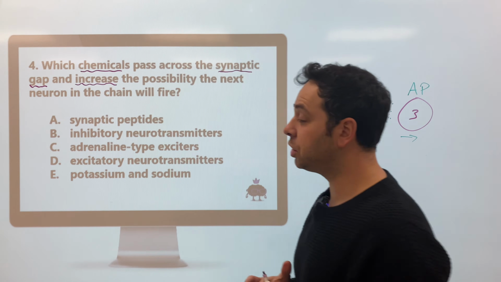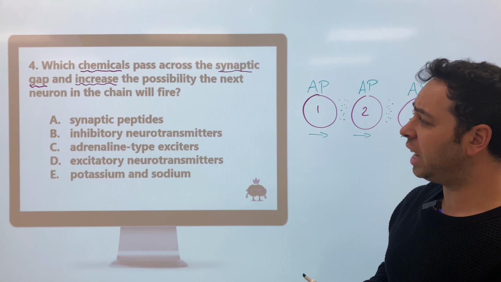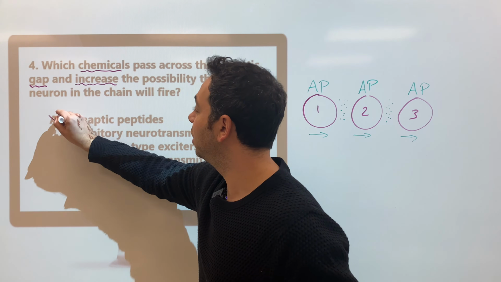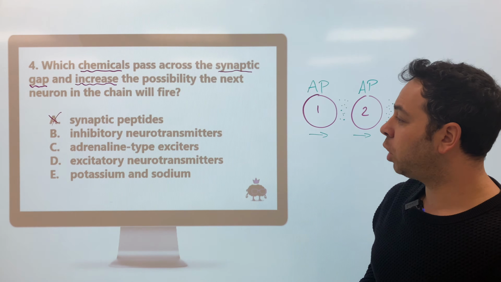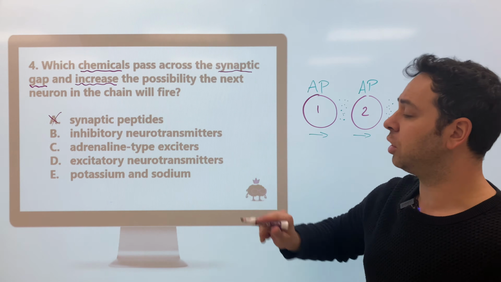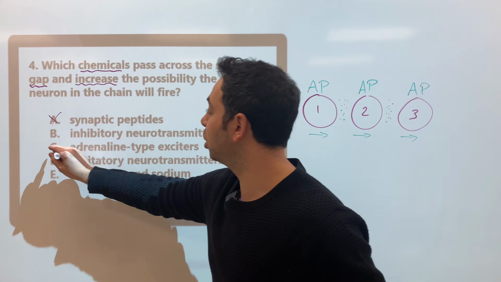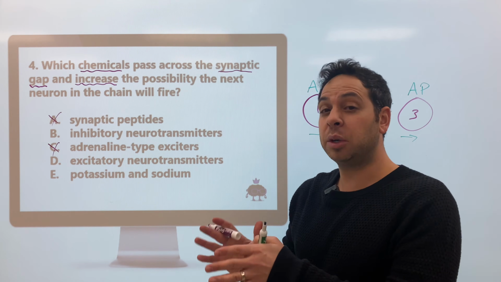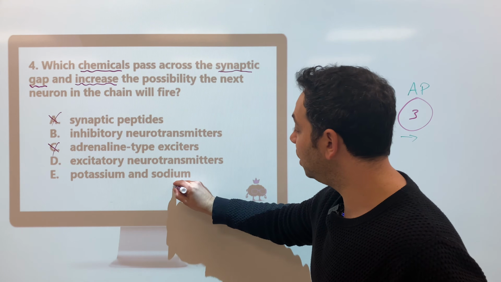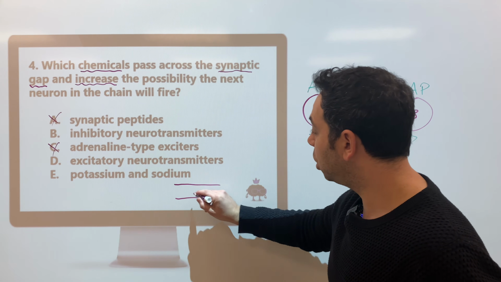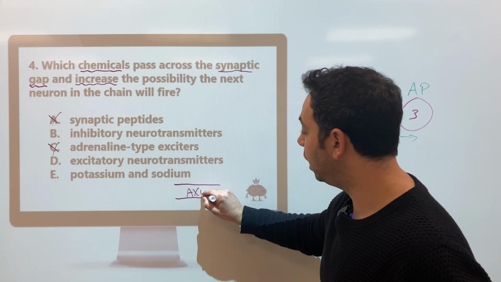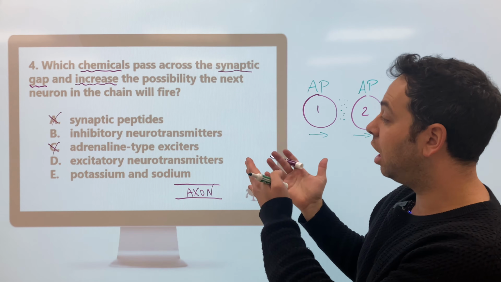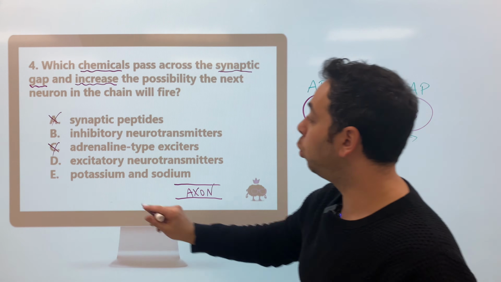Does that help us with our answer? Well, it kind of does, because first, asynaptic peptides, that doesn't really mean anything. That's kind of a made-up phrase, right? Another one, let's go to letter C, adrenaline-type exciters. Also kind of made up, so we're going to cross that out. Now, could it be E, potassium and sodium? Now, that does deal with the neuron, but that actually doesn't occur in the synaptic gap. Sodium and potassium occurs within the axon, right? A depolarized state as the neuron travels down. So because that occurs in the axon, not the synapse, we're going to cross that off too.